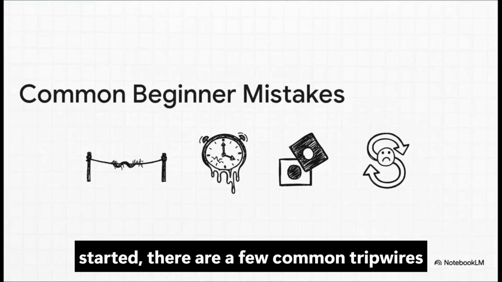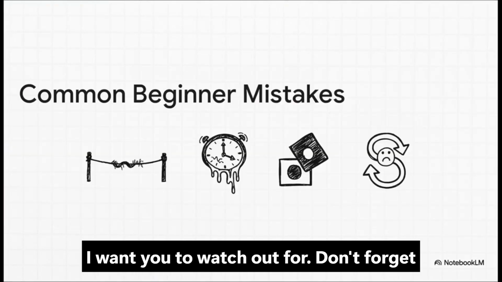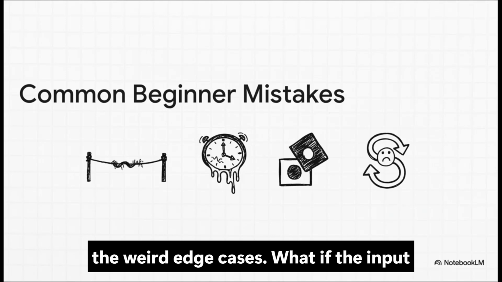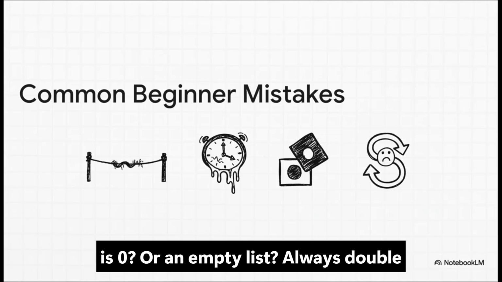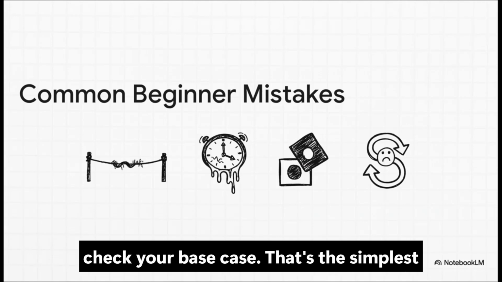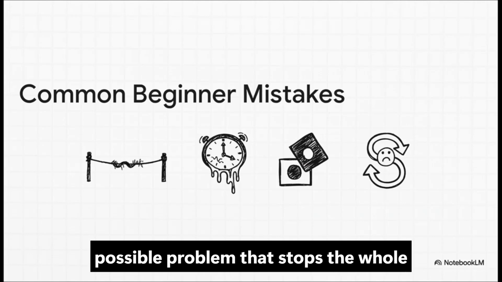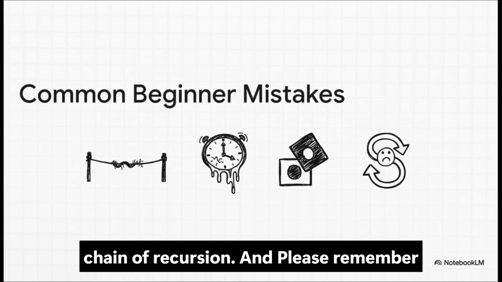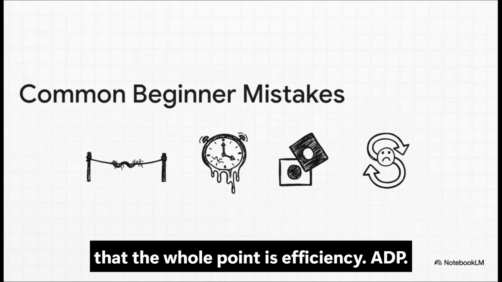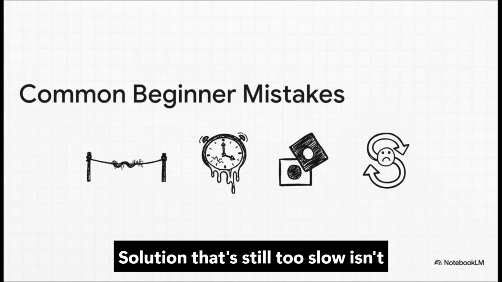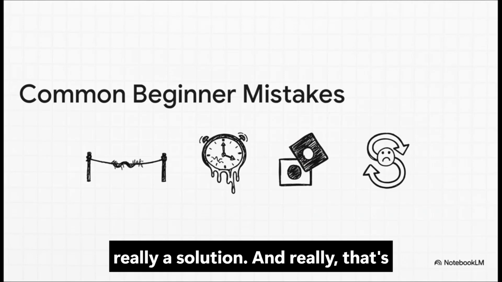Now, as you're getting started, there are a few common tripwires I want you to watch out for. Don't forget the weird edge cases. What if the input is 0 or an empty list? Always double-check your base case. That's the simplest possible problem that stops the whole chain of recursion. And please, remember that the whole point is efficiency. A DP solution that's still too slow isn't really a solution.